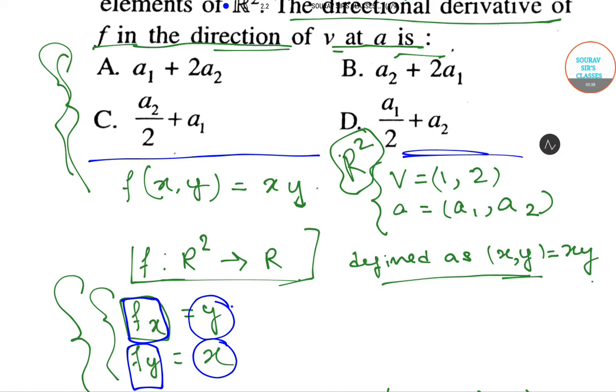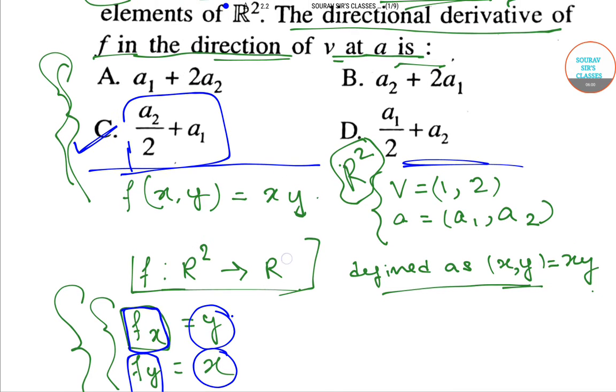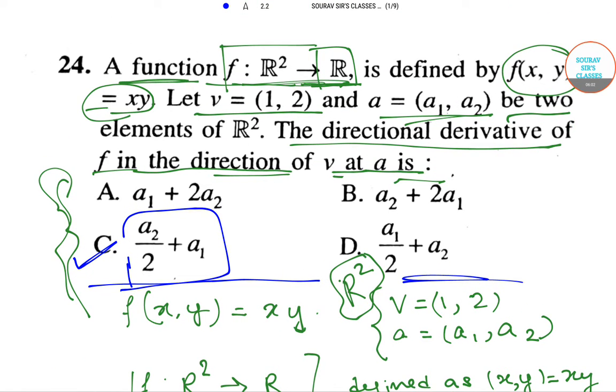So here I think this will be the answer. If we just simplify this equation, we can find 2a1 plus a2. So this will be the answer of this following question 24.